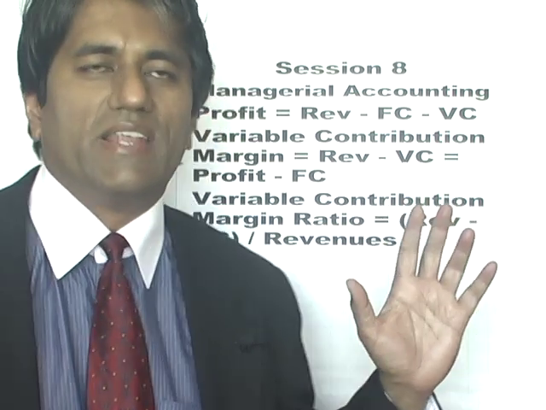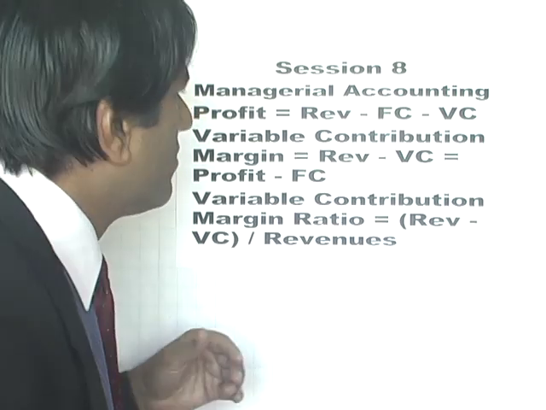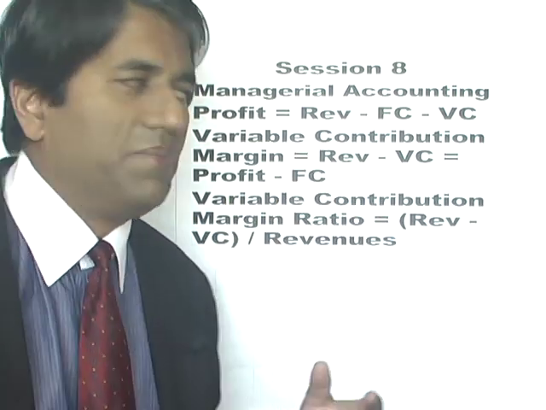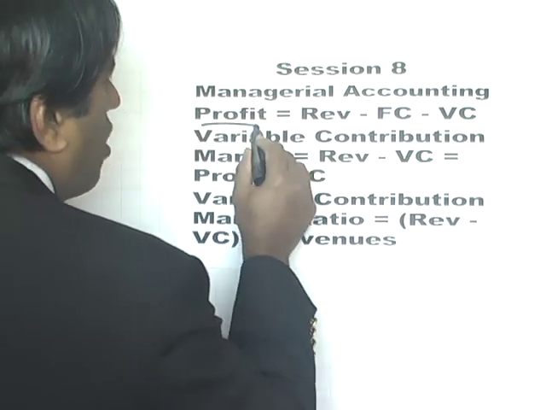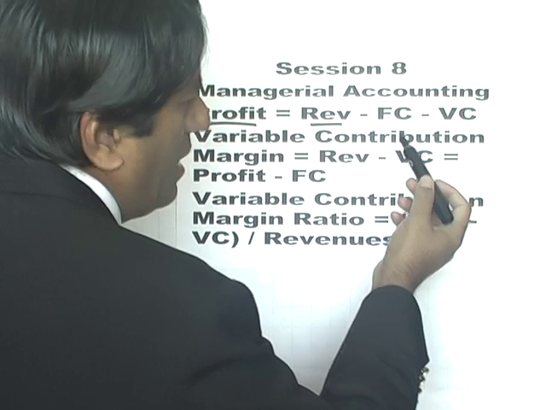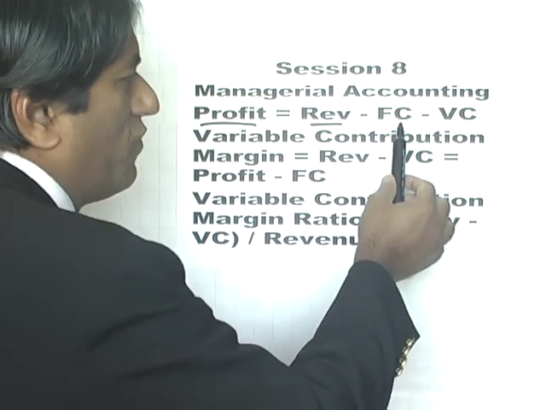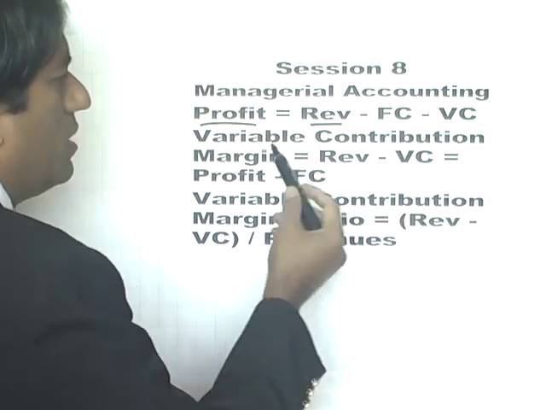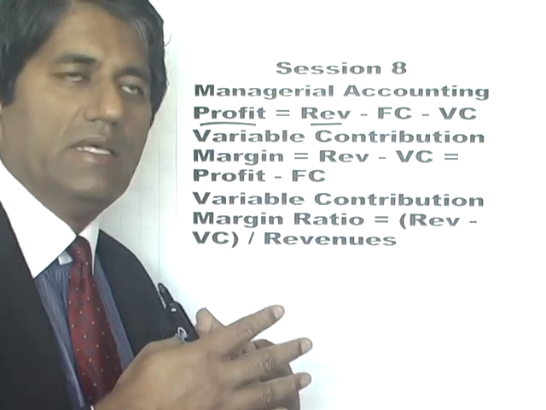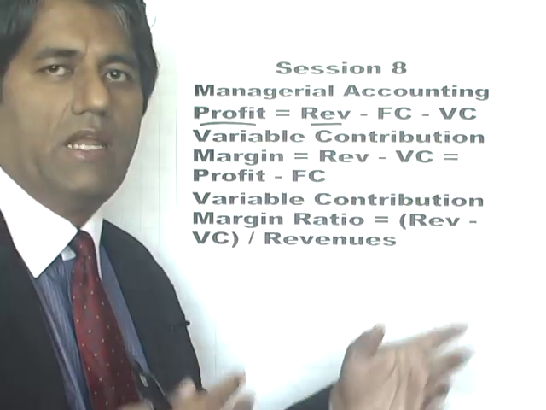In session 8, managerial accounting, we are going to use these formulas. The first one is a very simple one and kind of obvious. It says that profit equals revenues minus costs, and costs are divided into fixed costs and variable costs. So profits equal revenues minus fixed costs minus variable costs.